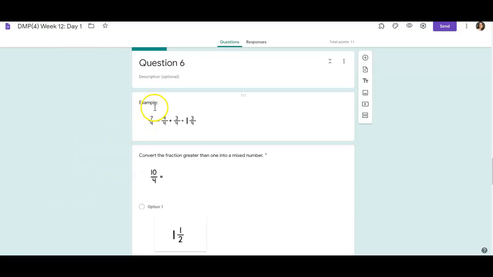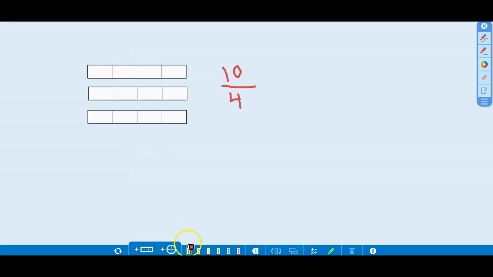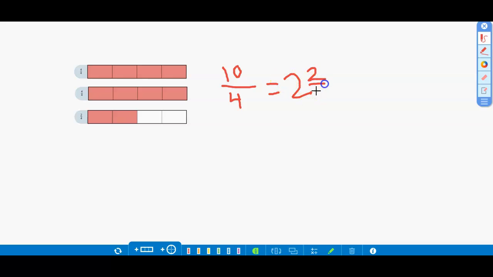Question 6. We are going to convert the fraction that is greater than 1 into a mixed number. So an example would be 7/4 is the same thing as 4/4 plus 3/4, because 4/4 is 1. And whatever I have left would turn into my mixed number. Let's take a look at what it looks like as fraction pieces. So if I have 10/4, I have 1, 2, 3, 4, 5, 6, 7, 8, 9, and 10. If I look here, this is one whole. And I have another whole. So it would be 2 and 2/4.